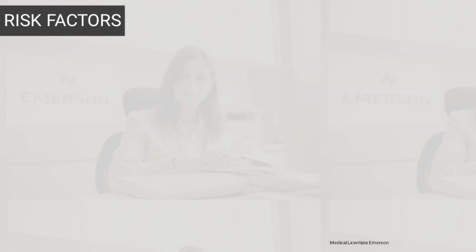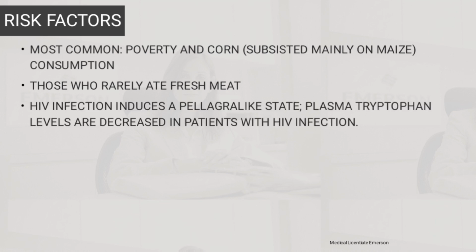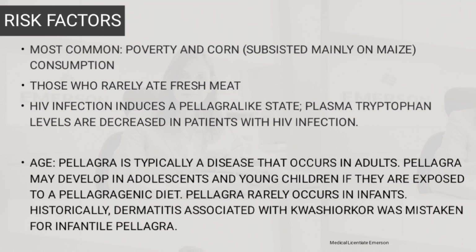Okay, so what are the risk factors for Pellagra? The most common risk factors are, of course, poverty and a diet subsisting mainly on maize consumption, and people who rarely eat fresh meat. Then HIV infection induces a Pellagra-like state, where plasma tryptophan levels are decreased in patients with HIV infection. Okay, that's the risk factor.